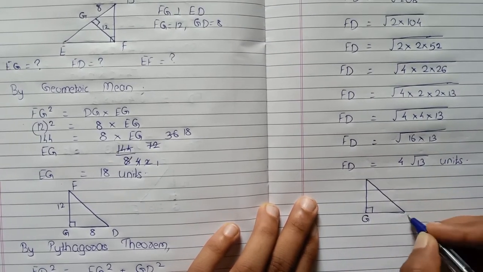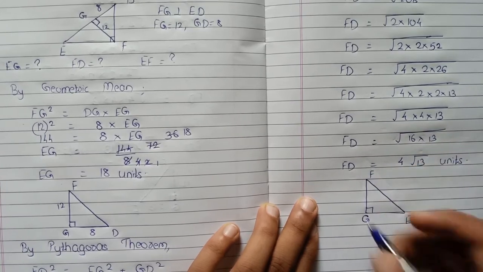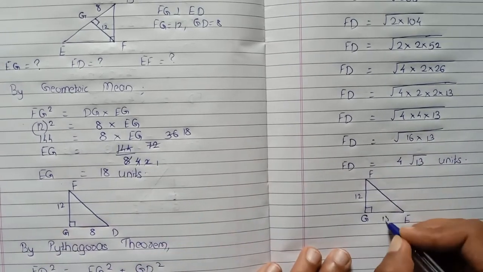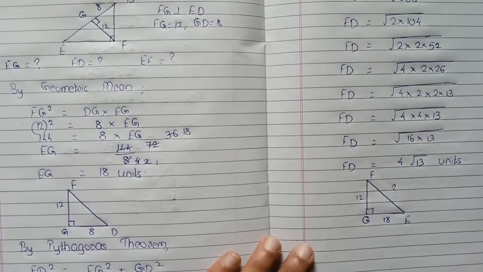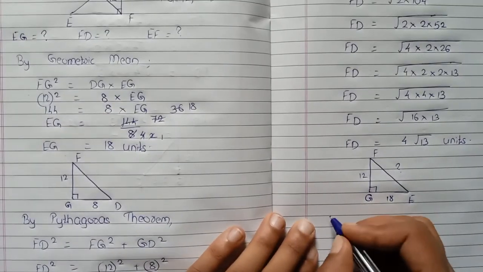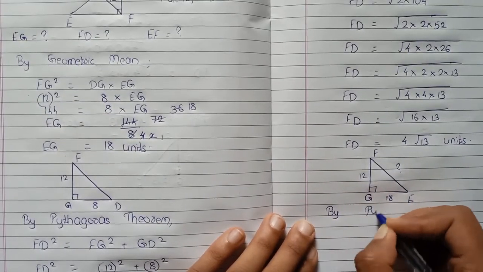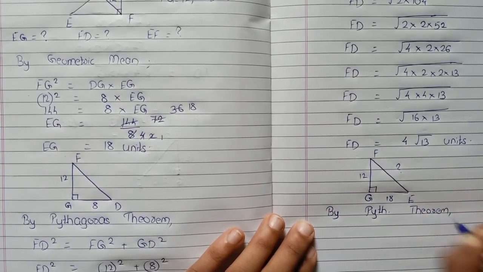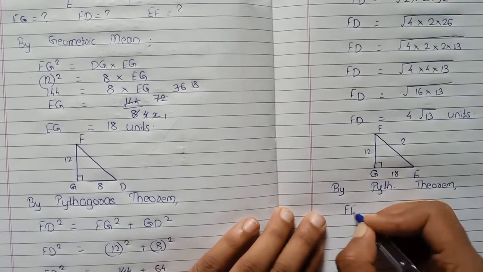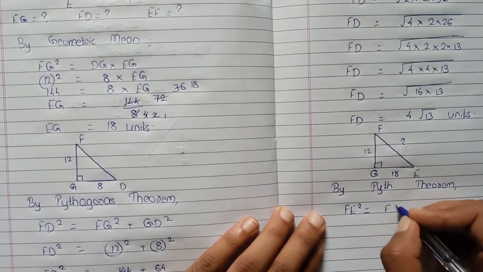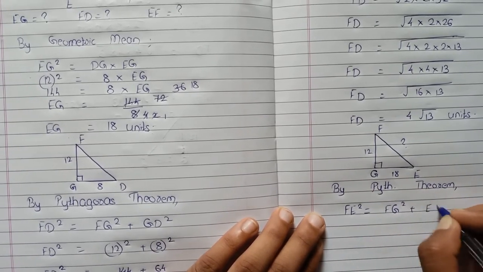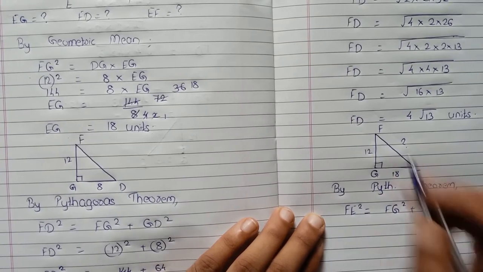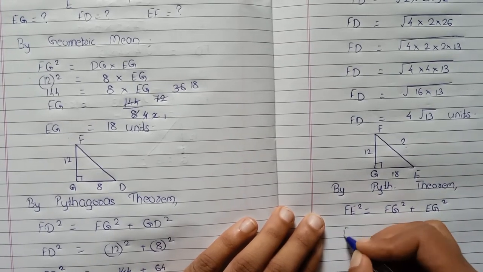This is my G, this is E, and this is my F. FG is 12, EG was found as 18. We need to find out FE. So by Pythagoras theorem, what is my Pythagoras theorem? FE square is equal to FG square plus EG square. Okay, my FE square is unknown.